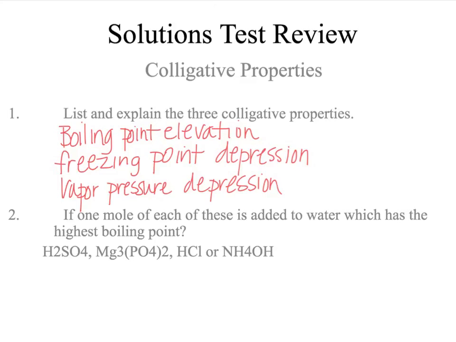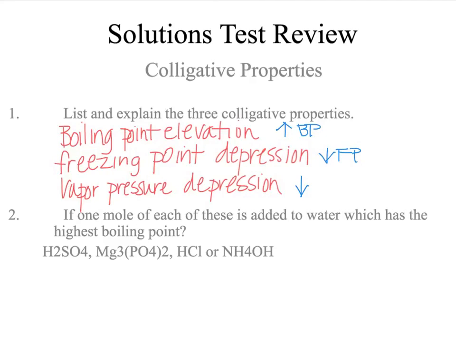List and explain 3 colligative properties. Here we have boiling point elevation. Remember that means it's going to increase the boiling point of a solvent. We have freezing point depression, which means we will lower the freezing point. And then also vapor pressure depression, which means we lower the vapor pressure.